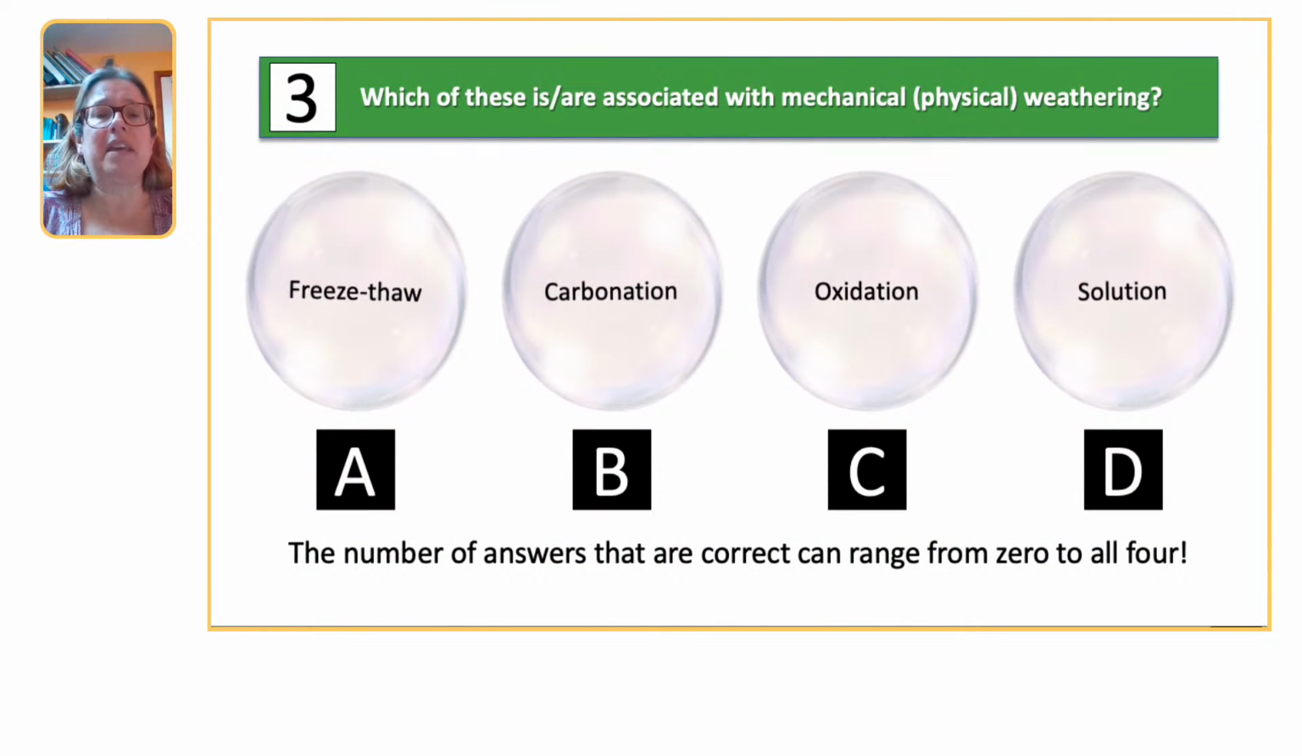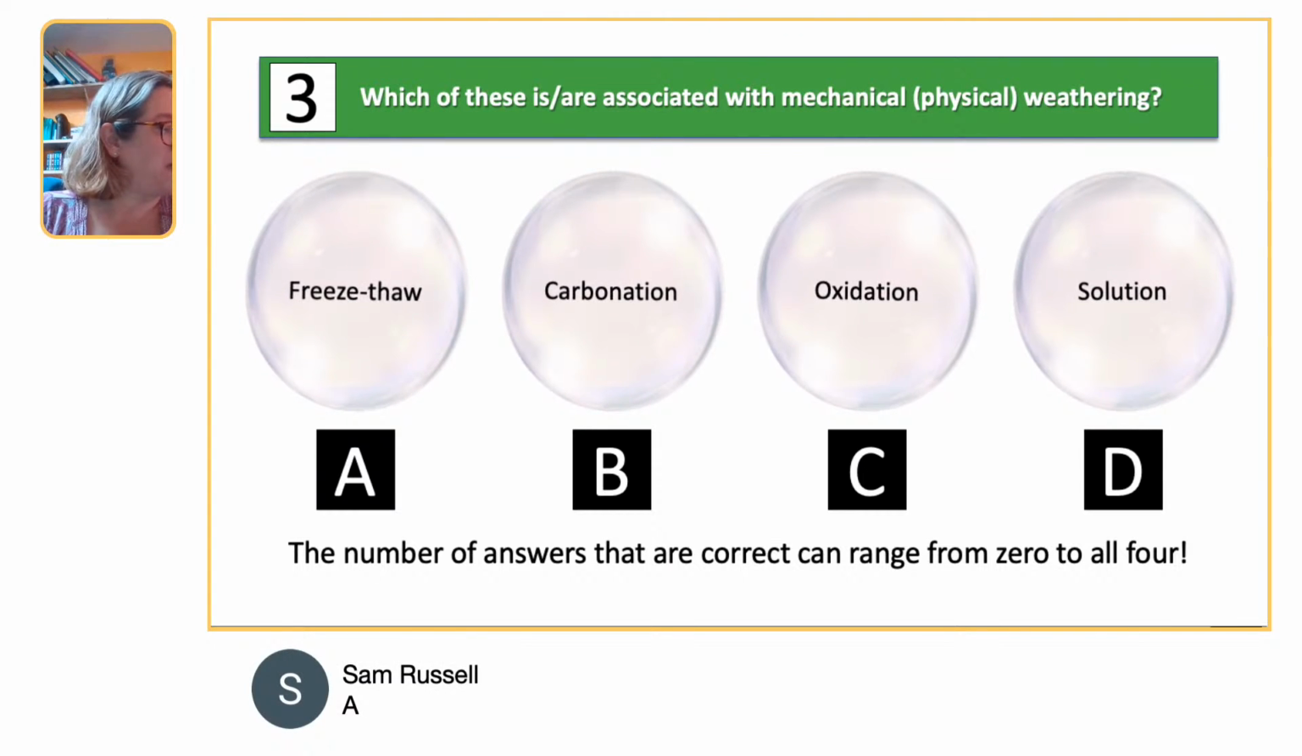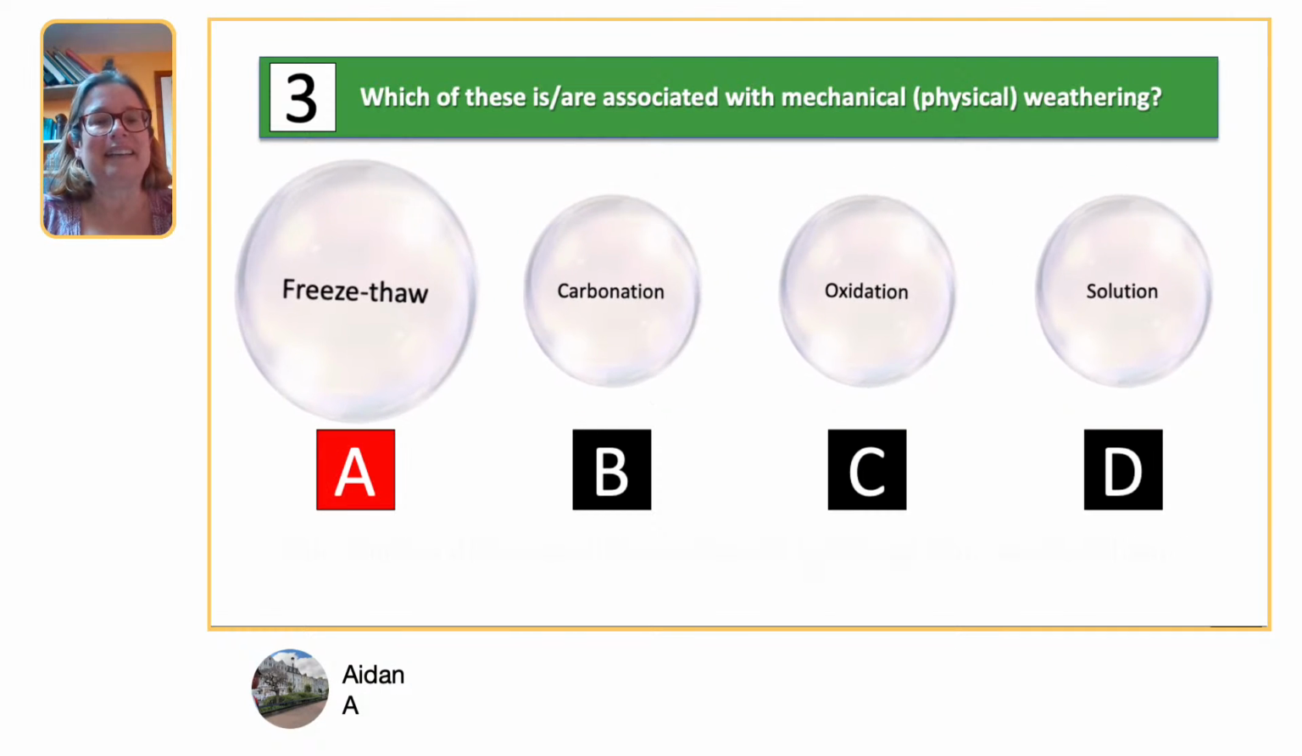So this time we're thinking about weathering, and we're thinking about mechanical or physical weathering. So which of these is or are associated with mechanical weathering? So again, what number is it? And could you say which ones you think might be right? Oh, we got a bit of variety coming up this time. So Sam and SOD say A, and Molly saying A, and Roman. Right, lots of people saying A, John. Let's see if they are correct.